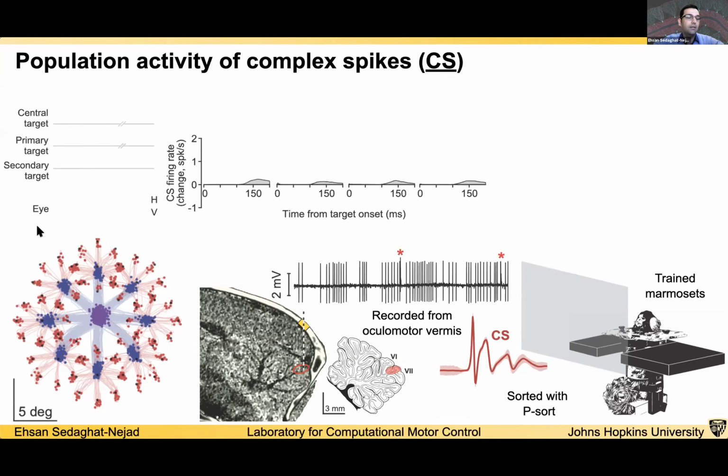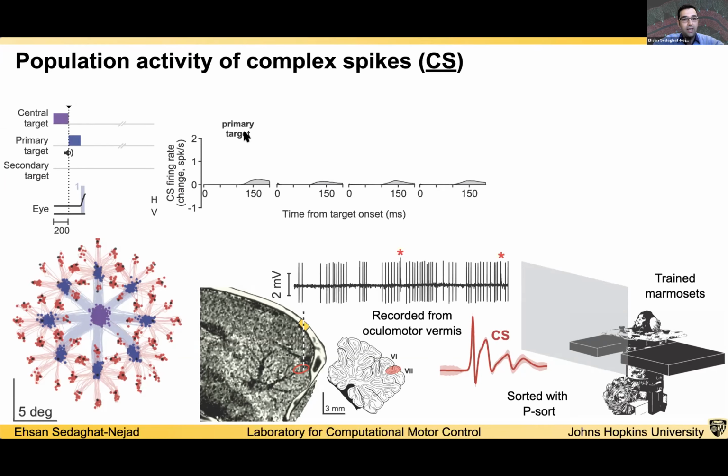So the task started with the monkey fixating at the center of the screen, and after 200 milliseconds, we jumped the target to a primary location randomly in one of 8 directions. And then because of this target jump, the animal makes a primary saccade, the blue traces here.